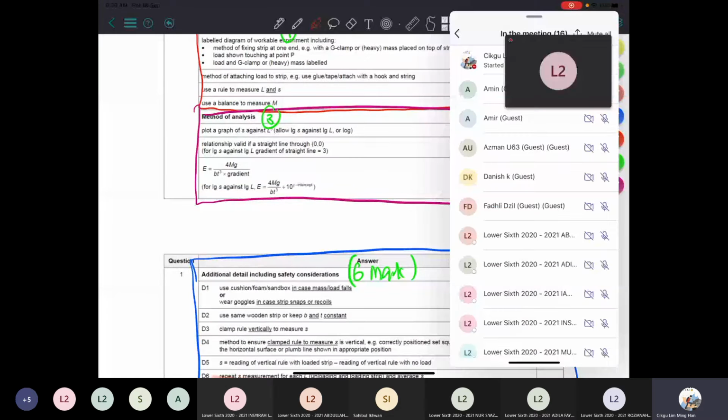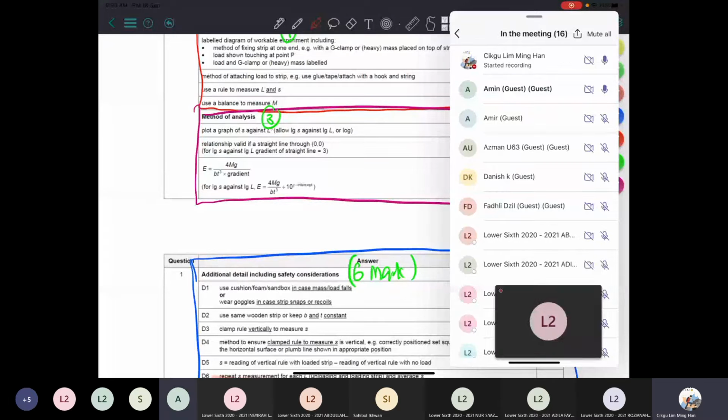Any other question? Anything you want to ask me? So if there is nothing, yes. Next, paper 5, how's the question? Thank you for your question.